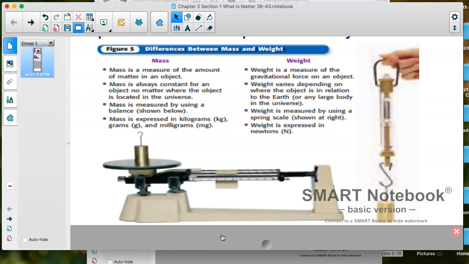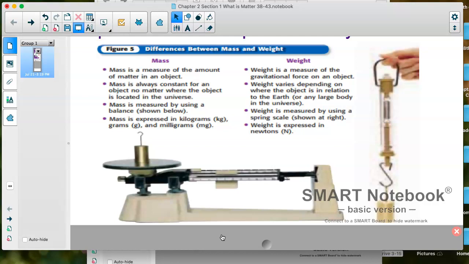It's always constant no matter where the object is in the universe, and it's measured by using a balance. We use digital balances, electronic balances at QP. This is kind of an old school one in this picture. It's expressed in kilograms, grams, or milligrams. We talked about the metric system.